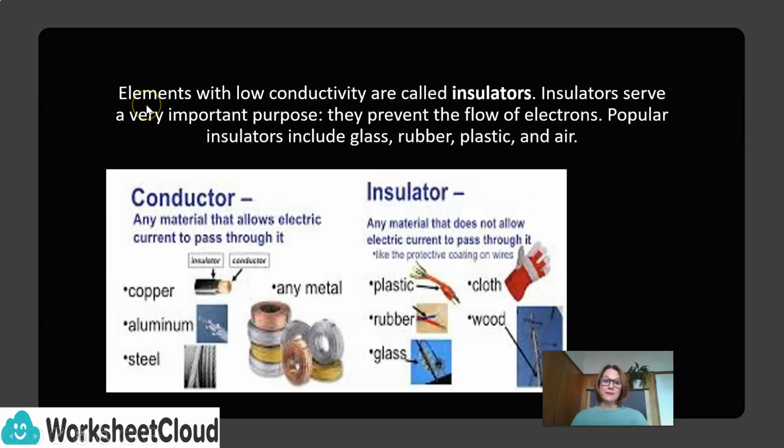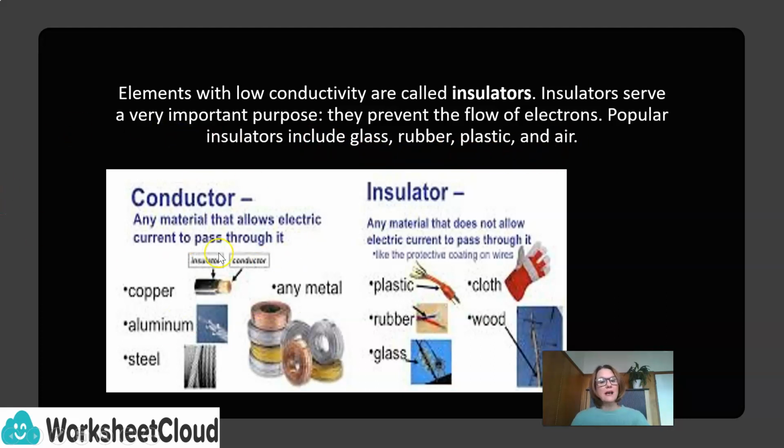While elements with very low conductivity are called insulators. Insulators serve a very important purpose. They prevent the flow of electrons. Popular insulators include glass, rubber, plastic, and air.